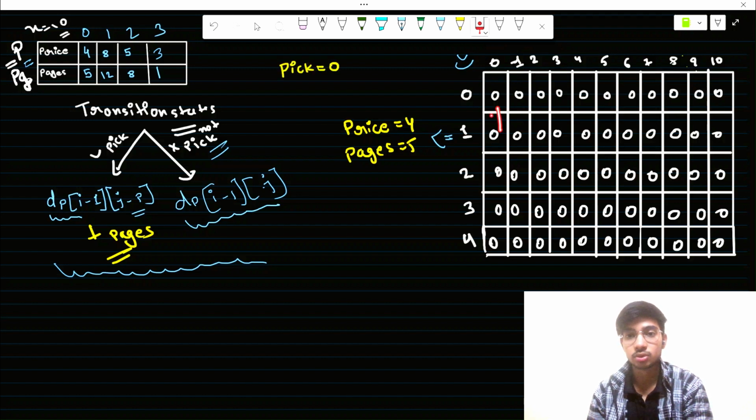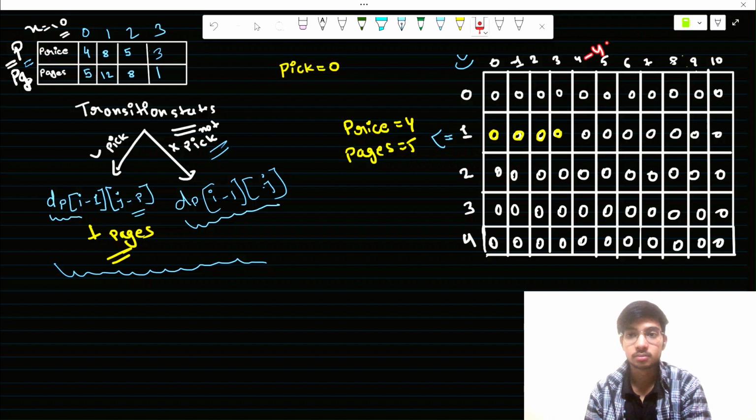And for the not pick values, you have to look at the previous, right? So this value is also 0. These values are also 0. So the not pick value is 0 up till 3. You have to take the maximum. So the maximum is 0. So you have to fill with 0, right?